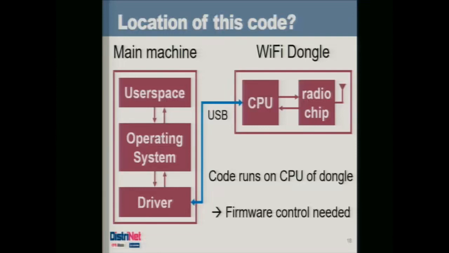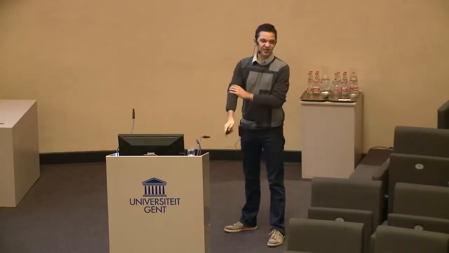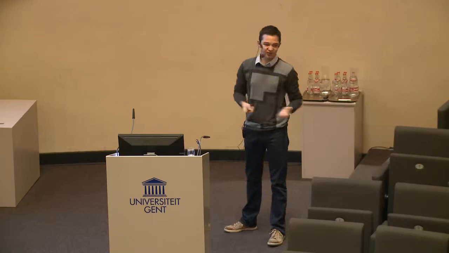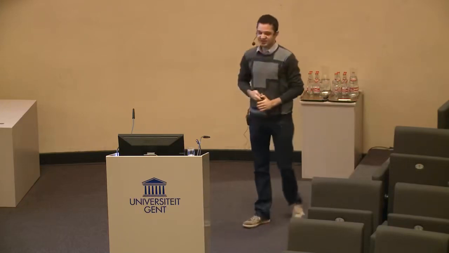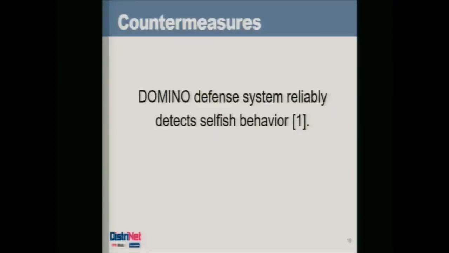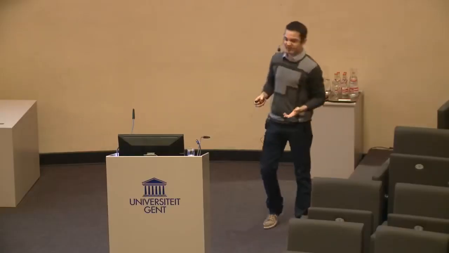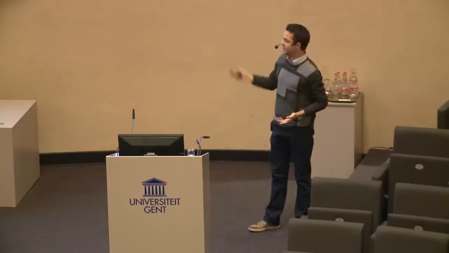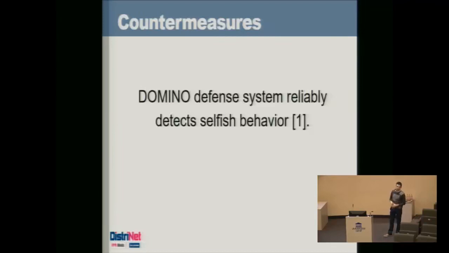Okay, so we know that this selfish behavior is possible, but what can we do to defend against it? Well, there's actually a research prototype called DOMINO, which is able to reliably detect this kind of selfish behavior. So if you notice that this is taking place, you can look up this system and try it yourself. For the types of attacks that I just discussed, this works quite well. However, there are some flaws in it, and we will come back to this later.